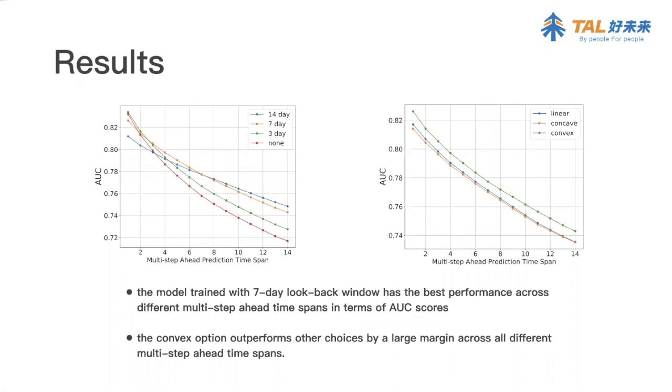Apart from the overall results here, we also perform some experiments to evaluate the effectiveness of our data augmentation algorithm. For the extended range hyperparameter lambda, we found the 7-day look-back window performed the best, and for the weight function part, the results show that the convex function outperformed the other ones.